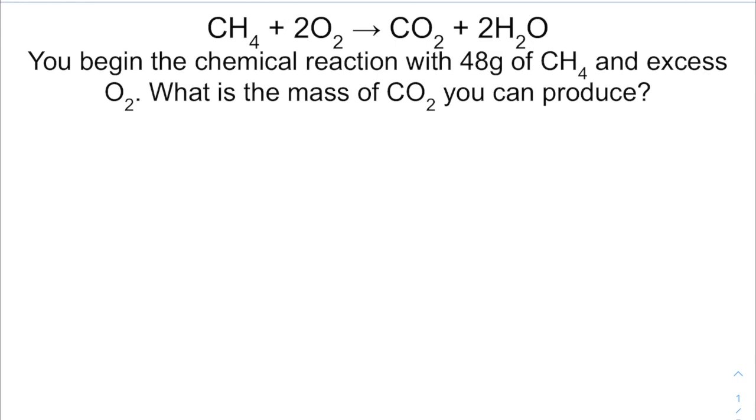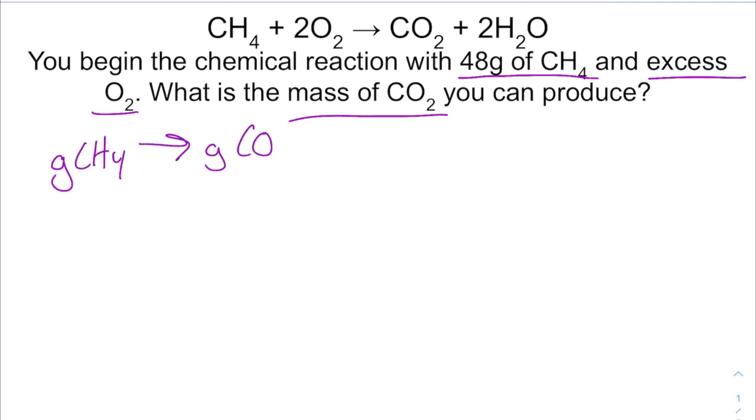We begin the chemical reaction with 48 grams of CH4 and excess O2. What is the mass of CO2 you can produce? So we're starting with 48 grams of CH4, and we want to know the grams of CO2. This means we are going from mass to mass. So let's go ahead and start doing our setup. So 48 grams of CH4.